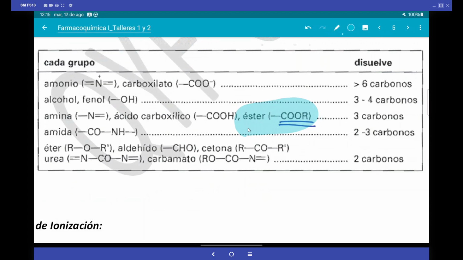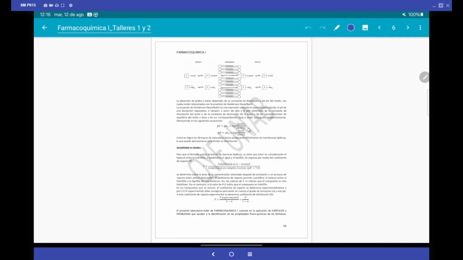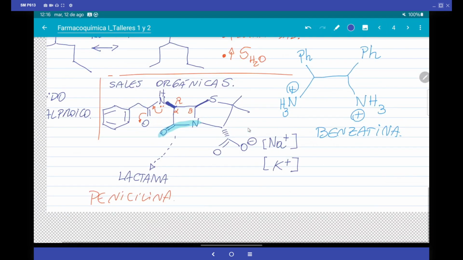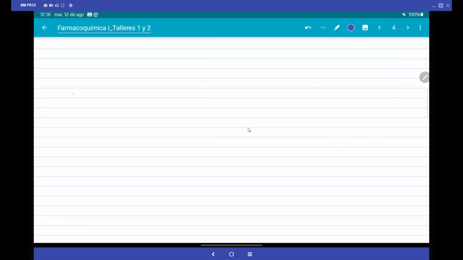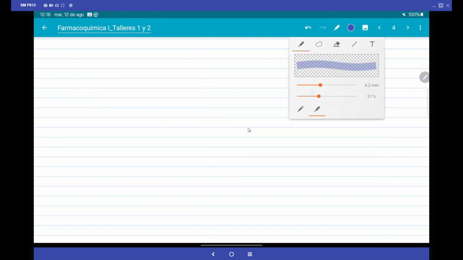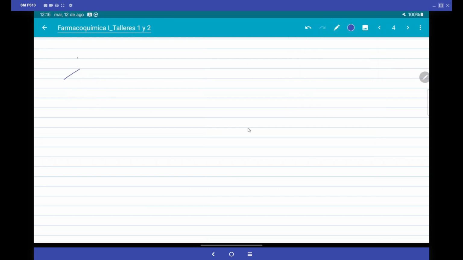Look for example, there's a molecule that we use a lot in the laboratory, this one, and it is an ester. This is ethyl acetate, right? It is used a lot. Is ethyl acetate soluble in water? No, this is hydrophobic. It is used a lot in extractions, and it has an ester.